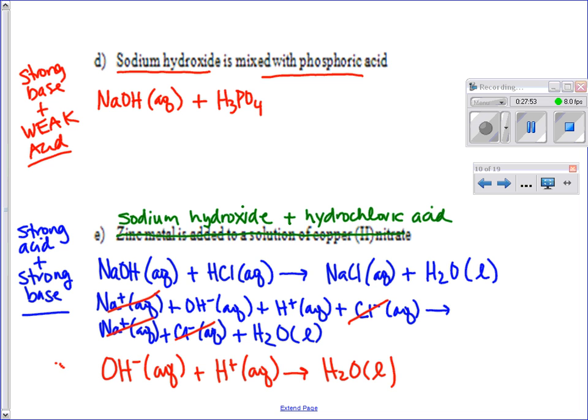H3PO4. What do we write next to it? Well, remember, aqueous just means it is soluble in water, right? If I go to the back, I can pull out a bottle of concentrated phosphoric acid, and it's a liquid, and it's in solution, right? So by definition, that's still aqueous.